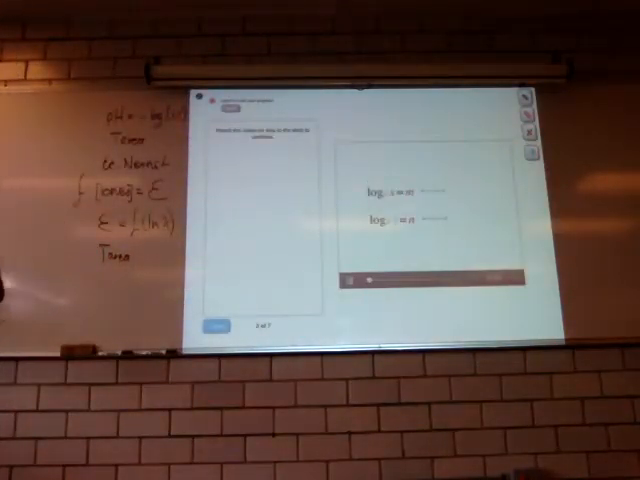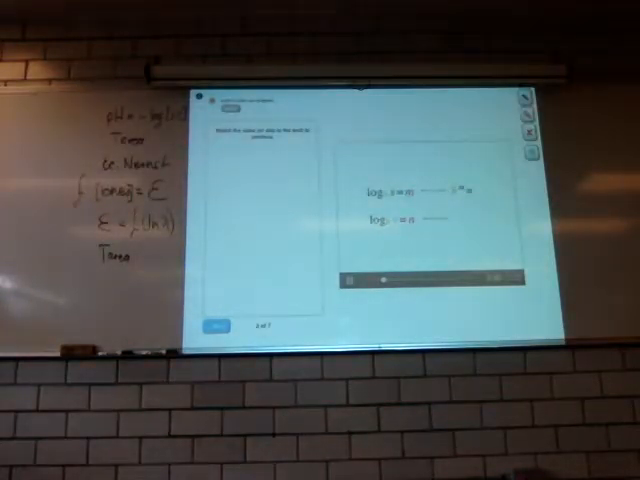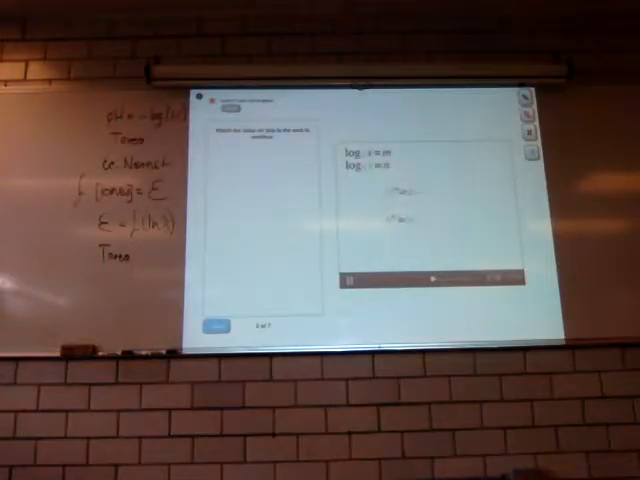Right. Saying that the log of x base b equals m is the same thing as saying that b to the m equals x. And similarly, log y base b equals n is the same thing as saying that b to the n equals y. Let's hold on to the log equations, but for now, we'll use the exponential versions of the equations.